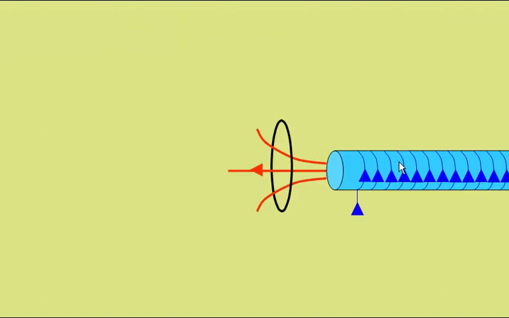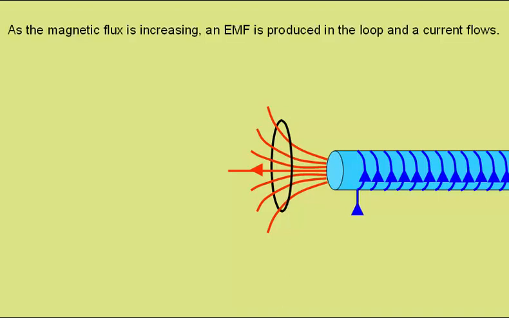Here we have a solenoid producing a weak magnetic field, and here we have a conducting loop enclosing some of the field. If we increase the current through the solenoid, we get a stronger field, and there is now a greater magnetic flux passing through the coil. As the magnetic flux is increasing, an EMF is produced in the loop, and as it is a complete circuit, a current will flow.